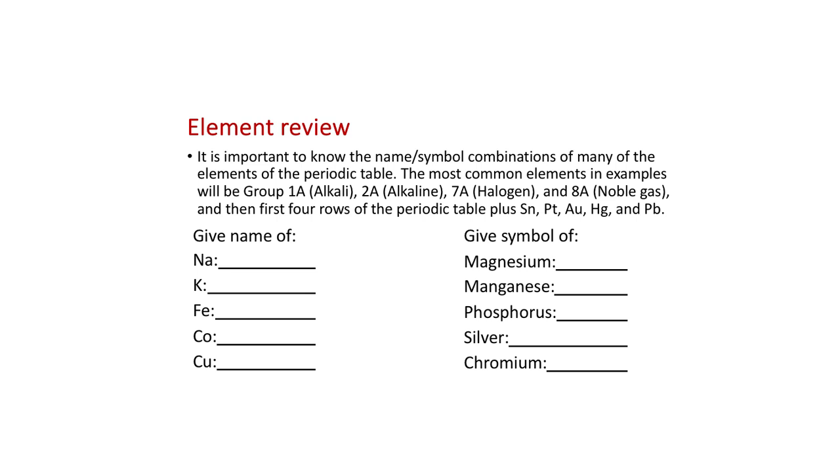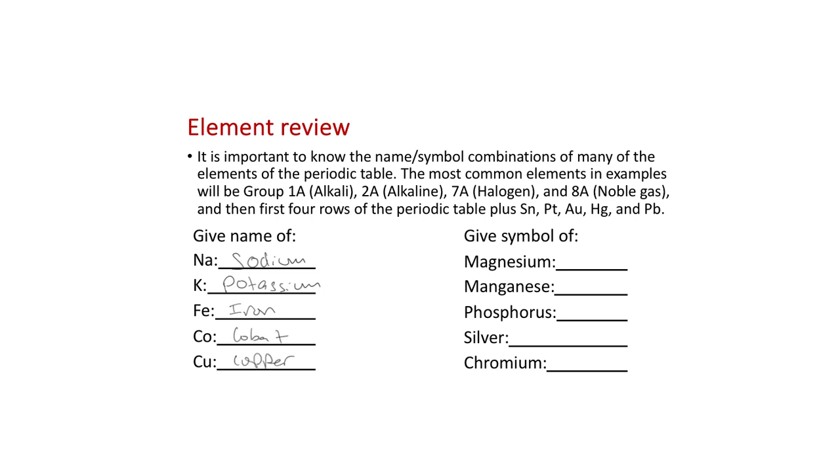Some element review. This was meant just to be a practice and a reminder on some of the elements that aren't entirely obvious on what the name or symbol is if you haven't seen these in a while. But hopefully remember sodium is Na, potassium is K. We never take a spelling test here. Fe is iron, Co is cobalt, Cu, of course, is copper.